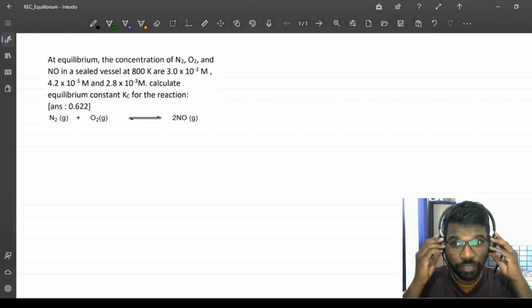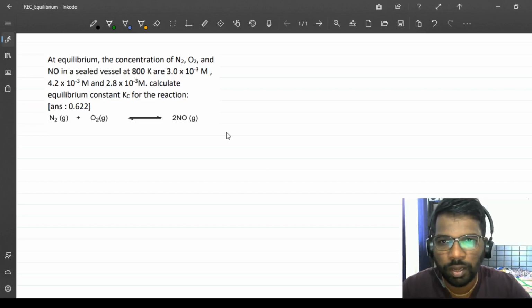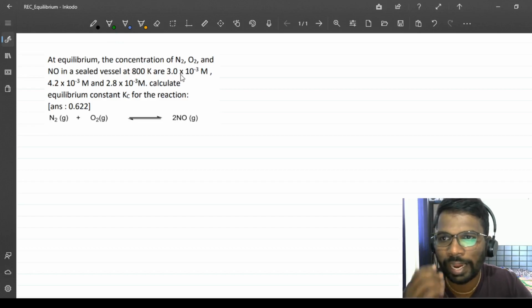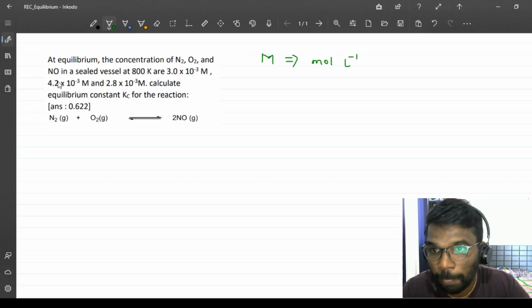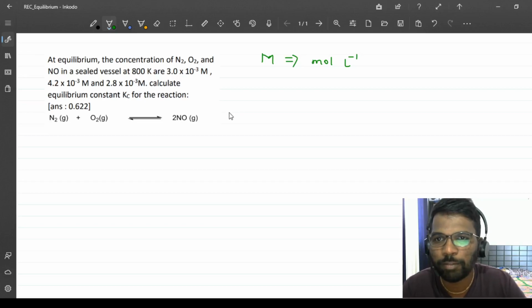Okay, here is a basic question of the equilibrium. The question asked is: at equilibrium, the concentrations of N2, O2 and NO in a sealed vessel at 800 Kelvin are 3.0 into 10 raised to minus 3 M, 4.2 into 10 raised to minus 3 M, and 2.8 into 10 raised to minus 3 M. Capital M means moles per liter. Always remember this. Capital M represents a concentration in molarity, moles per liter. Calculate the equilibrium constant Kc for this reaction.